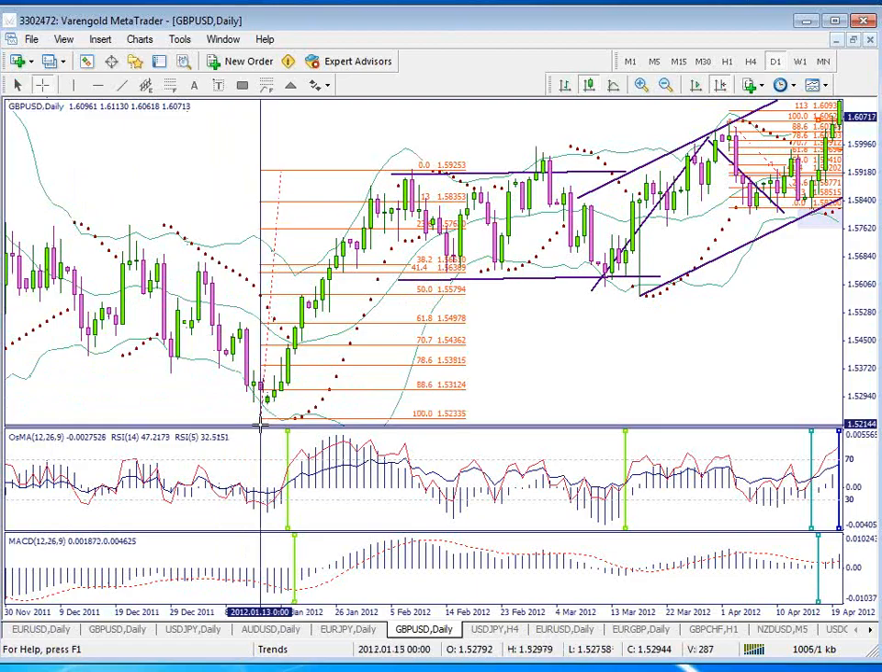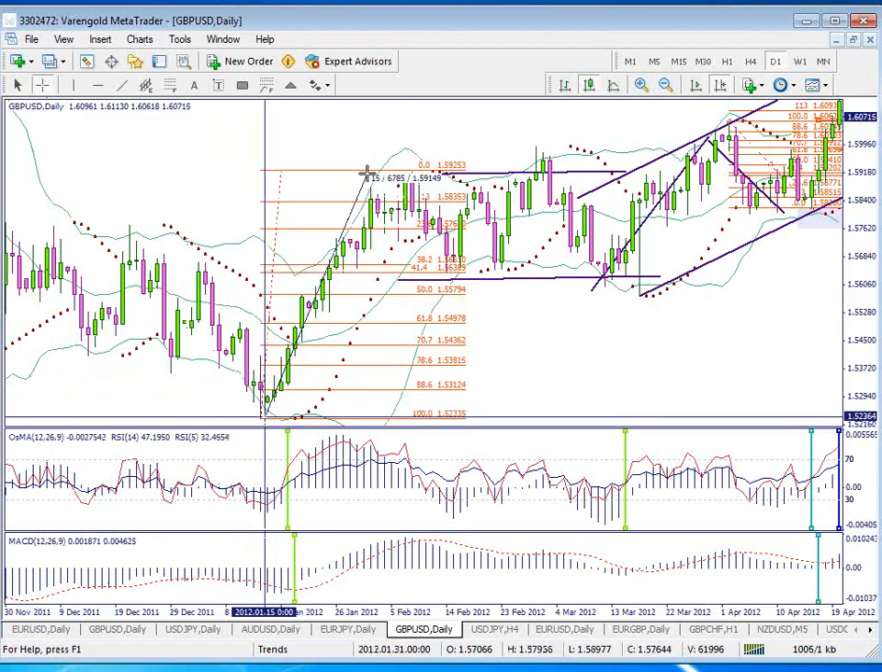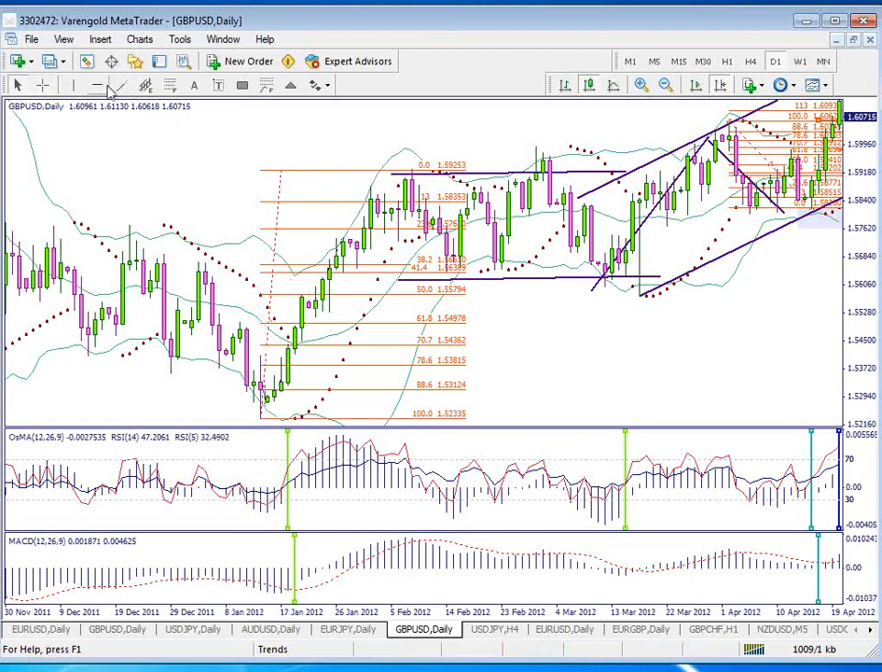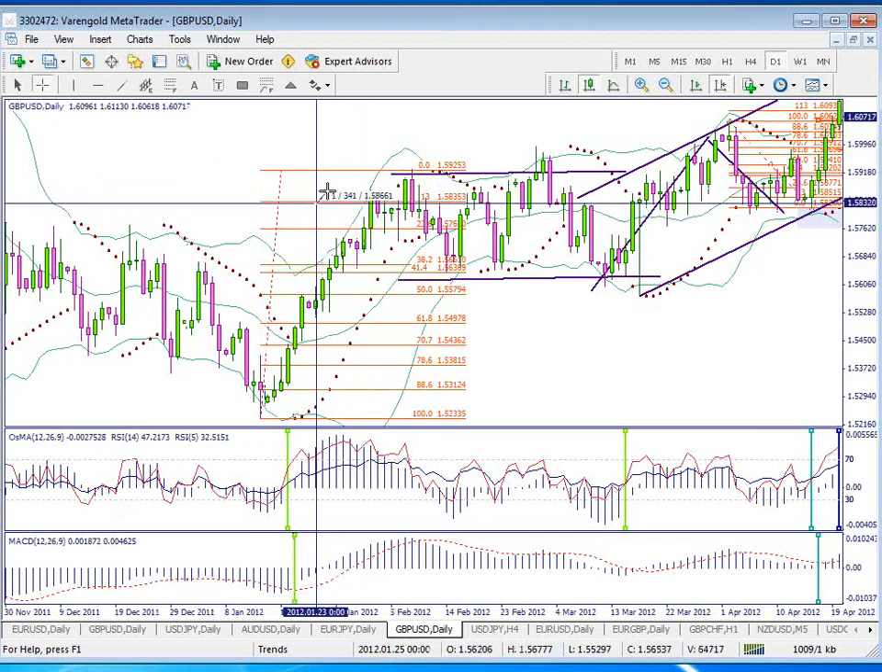I will measure this wave, and I can see that my wave was about 688 pips, or 6,883 points. If I measure the distance between the Fibonacci lines, I can see that I have in between Fibonacci lines about 92 pips, 927 points.